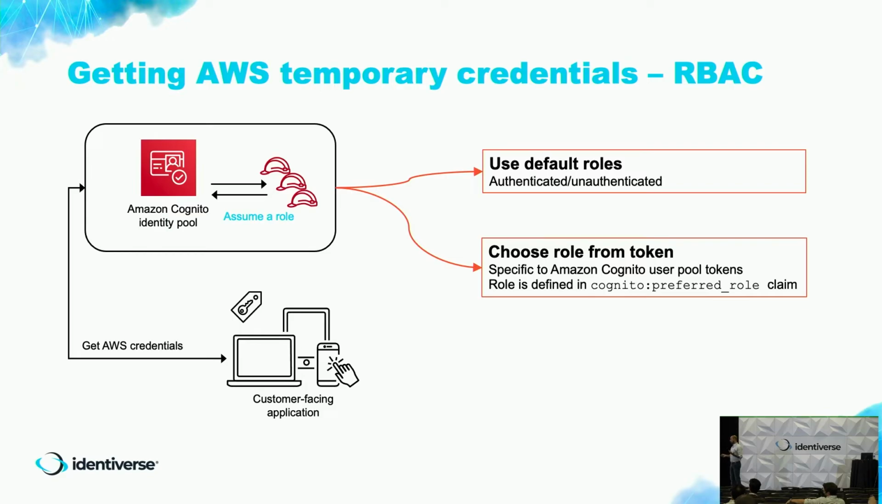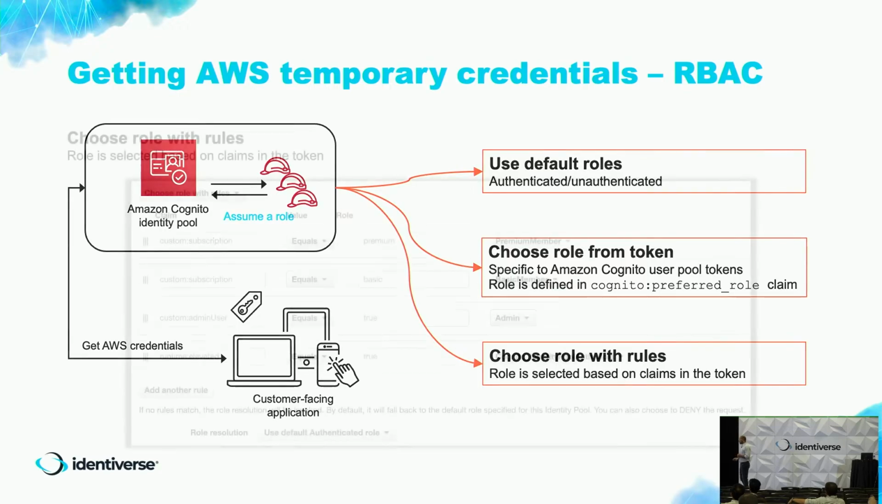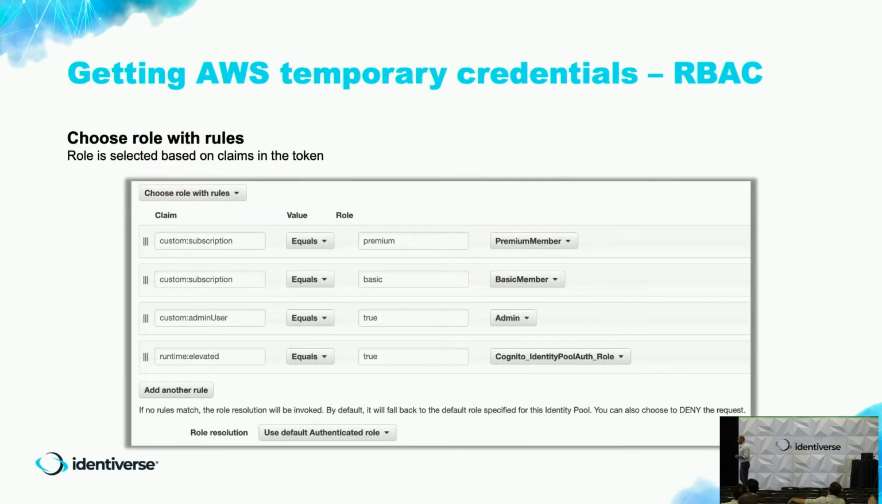What if you have another identity provider? Or you just want a generic option? So choosing the role with mapping rules is the third option. And this allows you to say that if I have a certain claim in the token, and the value of this claim is X, then select the role X. If the value is Y, select the role Y. To make this clear, let's look at the visual representation of these rules.